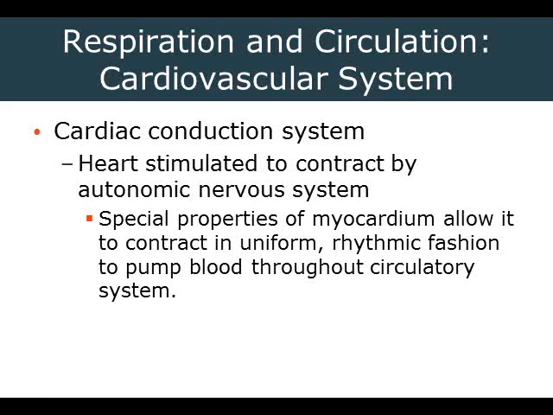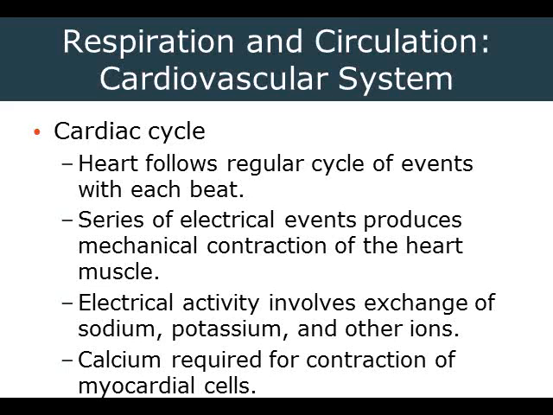So we have some special properties of the myocardium that allow it to contract in a uniform and rhythmic fashion, and this allows that blood to be pumped through the circulatory system. So a cardiac cycle is the whole series from start back to the next start. The heartbeat is a very regular cycle. A series of electrical events produce a mechanical contraction of the heart muscle. This electrical activity involves the exchange of sodium and potassium and the other ions, so we're coming back to that sodium-potassium pump again. And then calcium is required for the contraction of those myocardial cells. So those electrolytes, again, are playing a huge part of this.